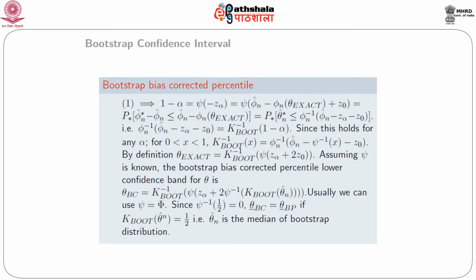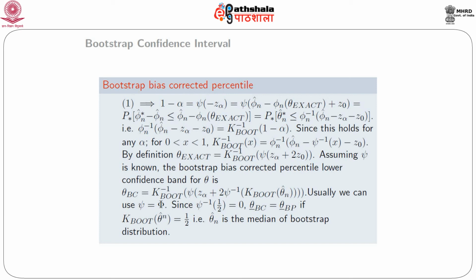Also, from this basic equation, that is the first equation, the probability that φ_n hat minus φ_n(θ) plus z naught is less than or equal to x is equal to ψ(x). We can say that 1 minus α is ψ(−z_α). From there, with some algebra, we can reach the step which is K_boot inverse(x) is φ_n inverse φ_n hat plus ψ inverse x minus z naught.